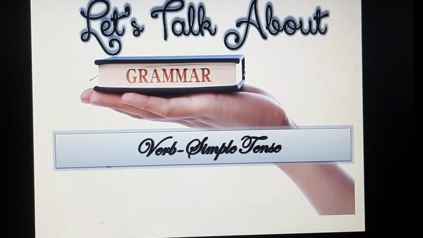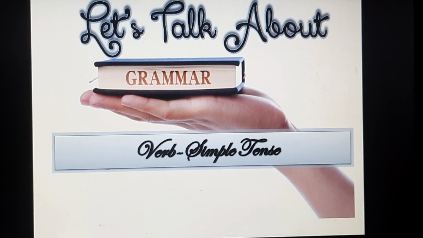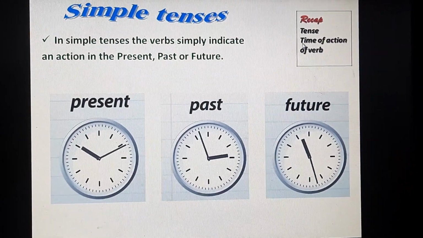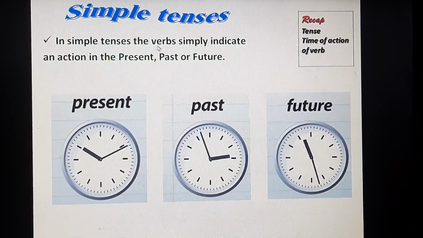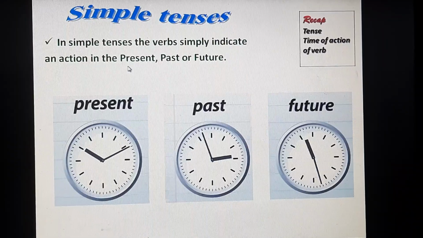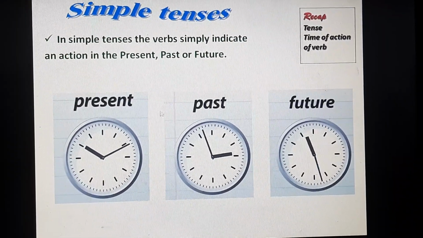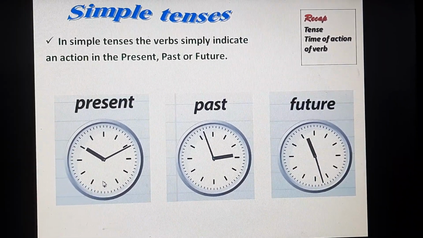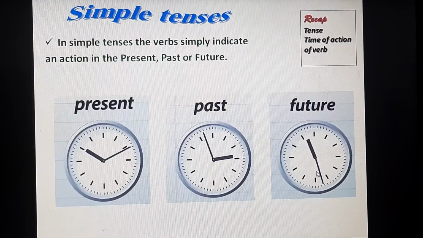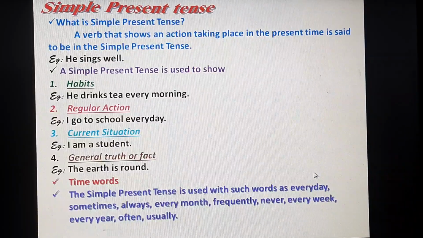Today we shall learn about simple tenses. Before that, let's have a quick recap of what we learnt about verb tense. Tense means time of action of verb. Simple tenses. In simple tenses, the verb simply indicates an action in the present, past or future. Present time tells us the time that is now. Past tells the time that is already over. Future tells us about the time that is yet to come.